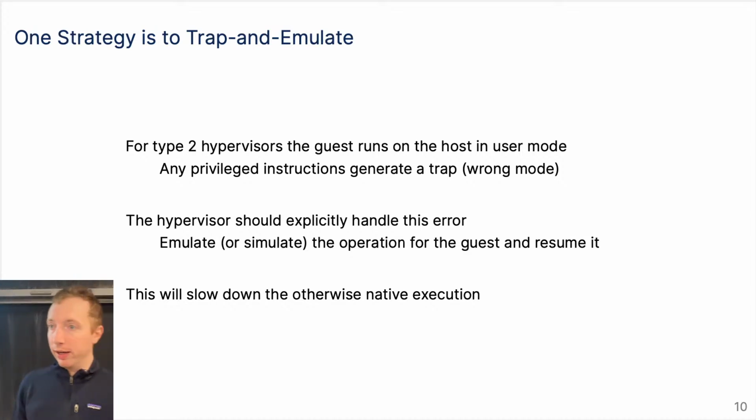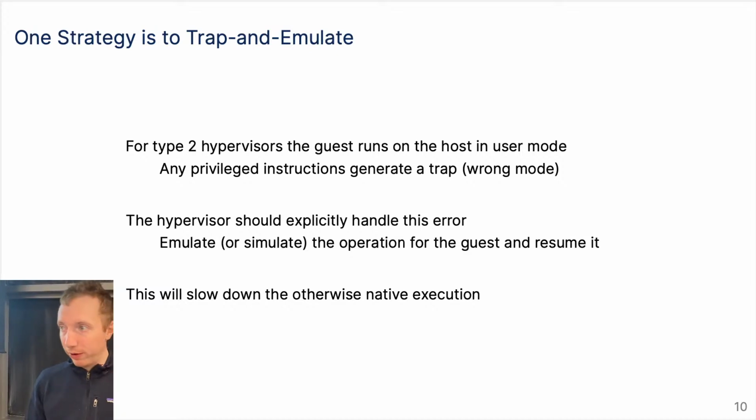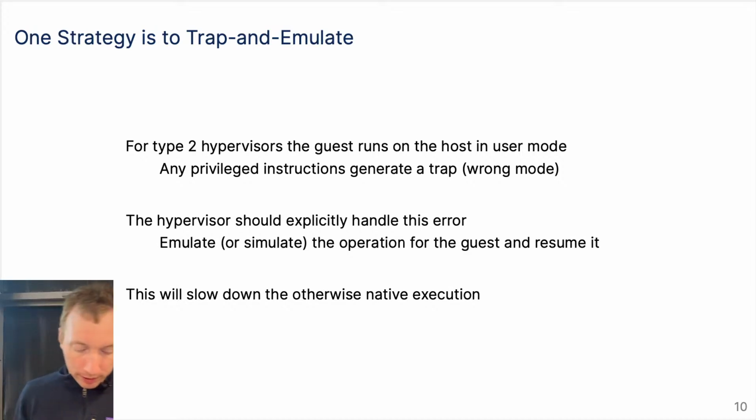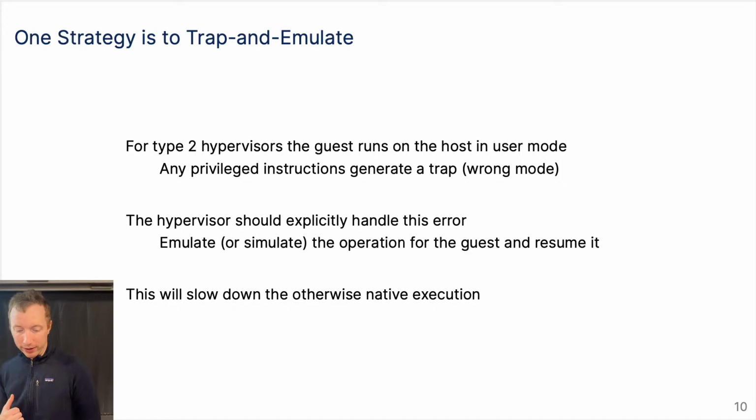And then if you just straight up do that, so say you just want to execute the Linux kernel as a process, well, whenever the CPU encounters a privileged instruction, it's going to generate a trap that says, hey, you don't have access to run this instruction because you are not in kernel mode, you are in user mode. So if you're writing your own hypervisor, you can go ahead and explicitly handle this error.